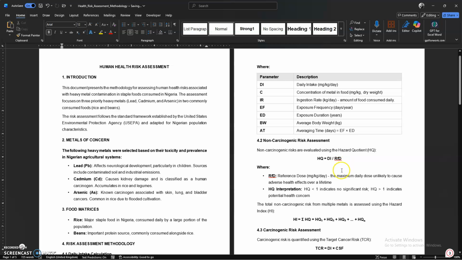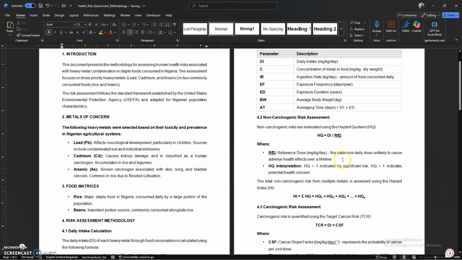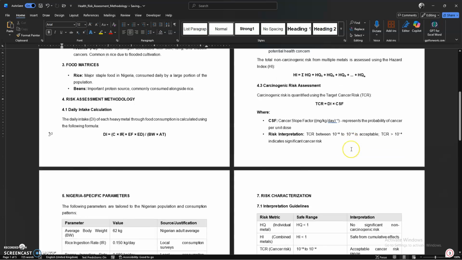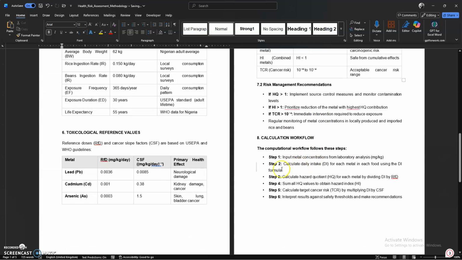So these are normally established by the national body or US EPA. This is the concentration of lead in rice that may not cause harm. That is the reference dose. So we are dividing our daily intake over the reference dose. The reference dose, you obtain it from standard. They normally give us that.